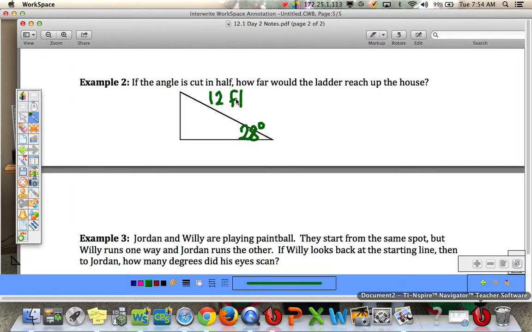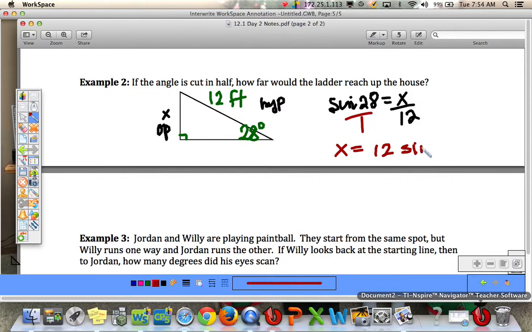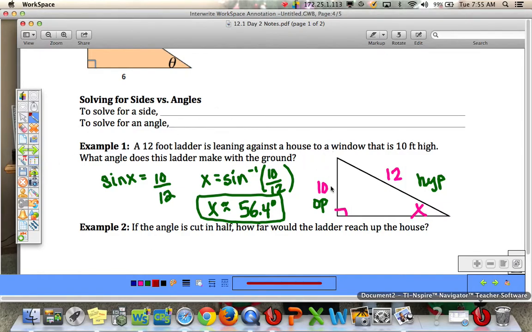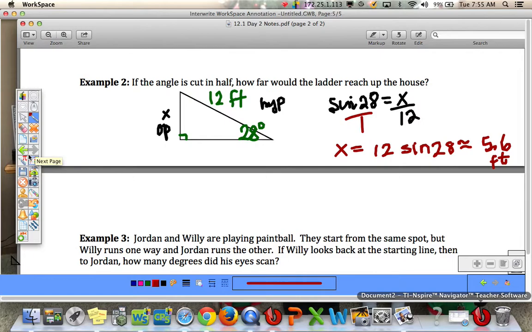12 feet. Okay, so then how far up the house it reached, I'll call that x. So again we have the hypotenuse. We have the opposite side, so again it's sine. Sine of 28 equals opposite over hypotenuse, and this is solving for a side, so you cross multiply and solve. So we'll have x equals 12 sine of 28, and if you type that in your calculator, it's about 5.6 feet up the house. So before, it went up 10, but if you cut the angle in half, the distance up the house isn't cut in half, it's 5.6.